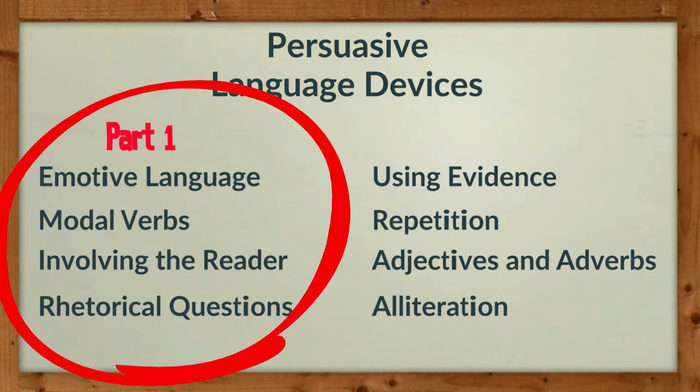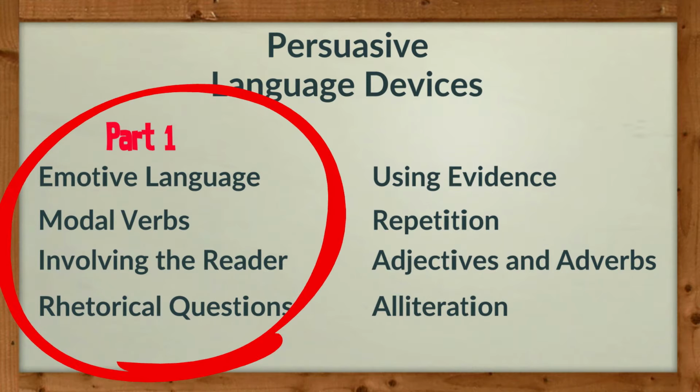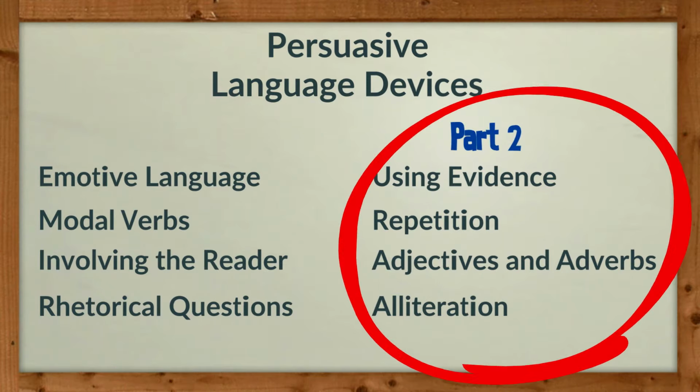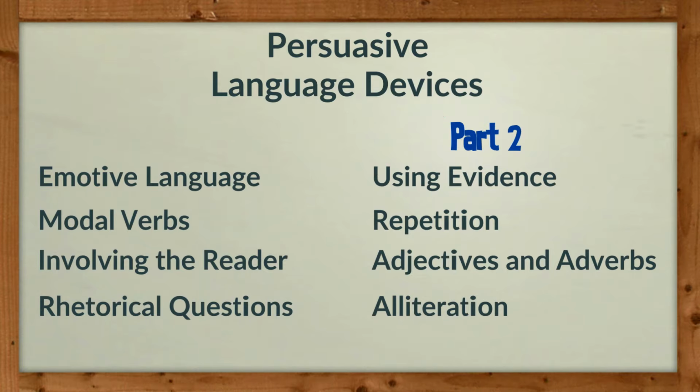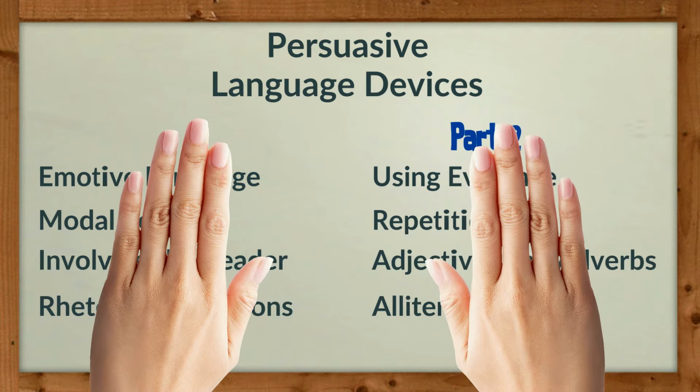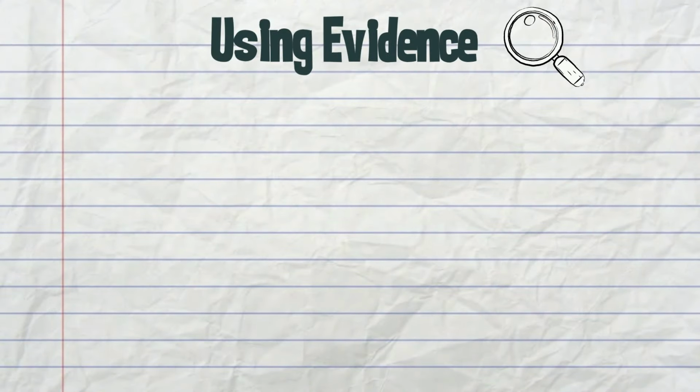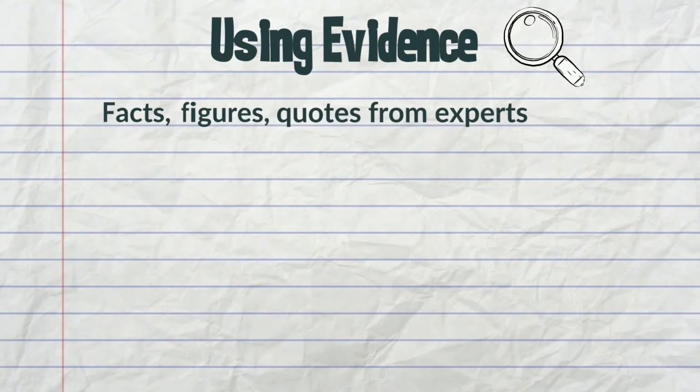Part 1 covered these language devices. In this video, we will be looking at using evidence, repetition, adjectives and adverbs, and alliteration. Number 1. Using evidence. Evidence could include facts and figures, or even quotes from an expert.